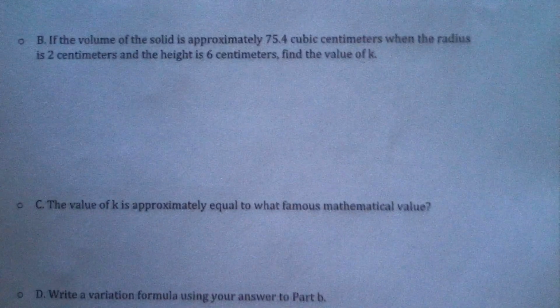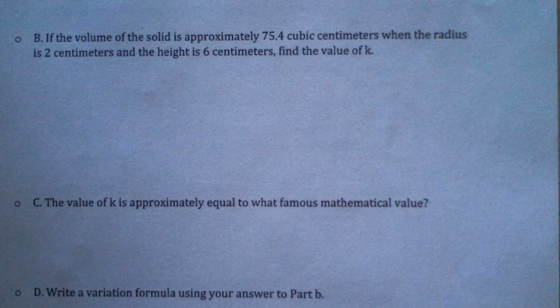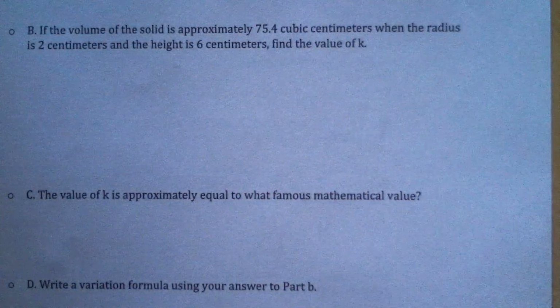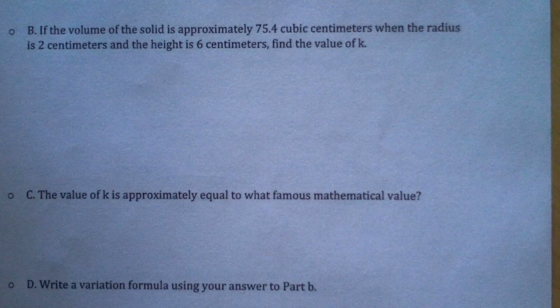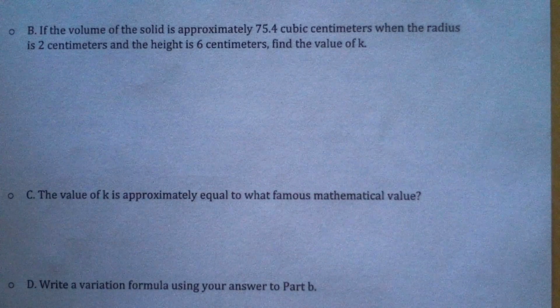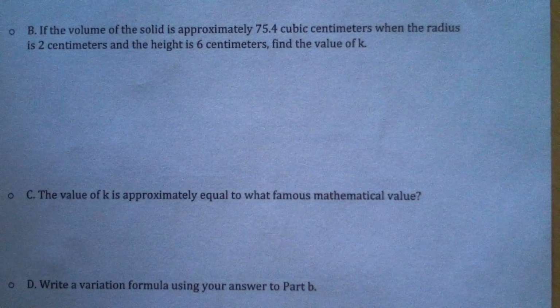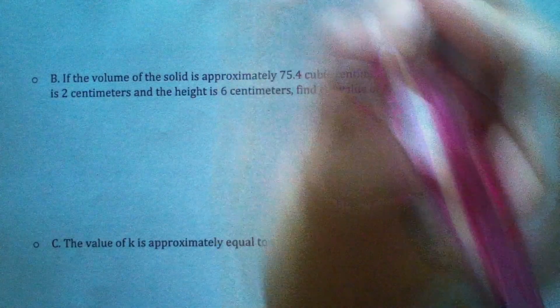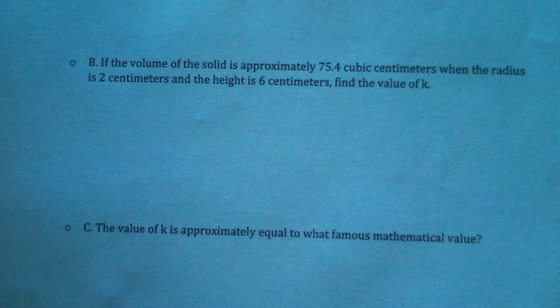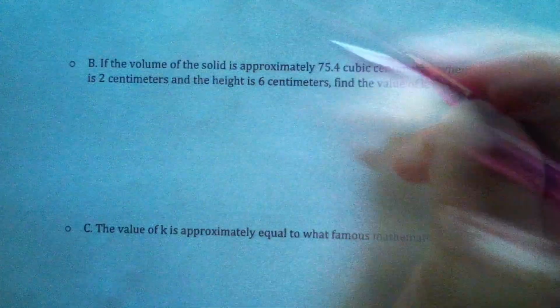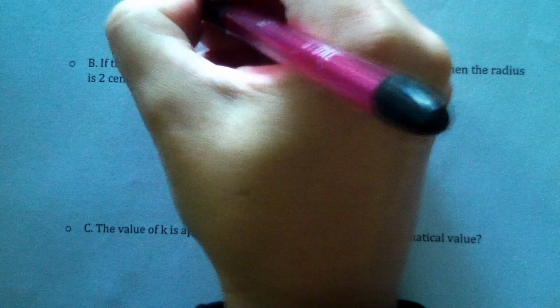So the volume of the solid is approximately 75.4, so that's volume. When the radius is 2 centimeters, so that's r, and the height is 6, that's h, we find our k value. So again, just taking our numbers and putting them in there. So 75.4 is equal to k, which we don't know, times the height, 6, and the radius, 2. And just remembering our radius is squared.